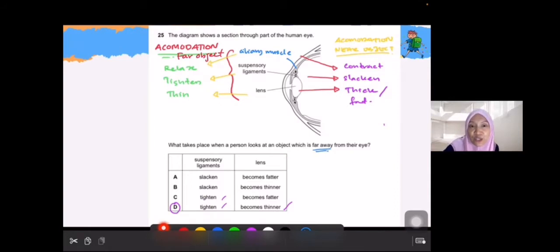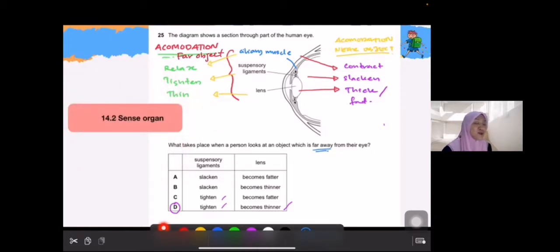Okay, this one is mine, alright. The diagram shows a section through part of the human eye. Siapa tahu this comes from which subtopic? Teacher bagi tahu. This is 14.2 sense organ. Dalam sense organ kita belajar in detail about the eye. Okay, and this shows the reflex action of our eye. Ada dua, accommodation of far object dengan accommodation of near object. Dua-dua ni duduk dalam topik 14.2 dan accommodation itself adalah terminology. Dia sahaja ada satu markah untuk soalan structure.